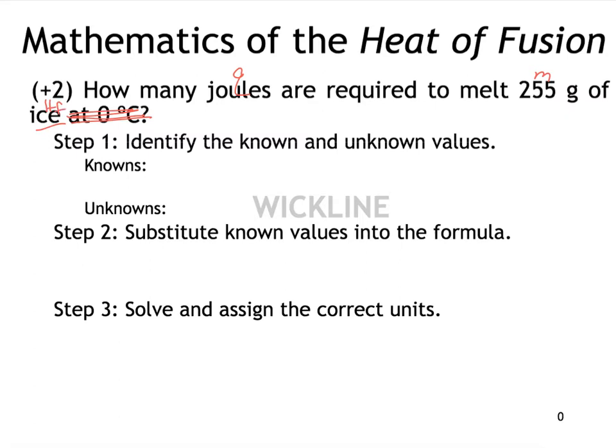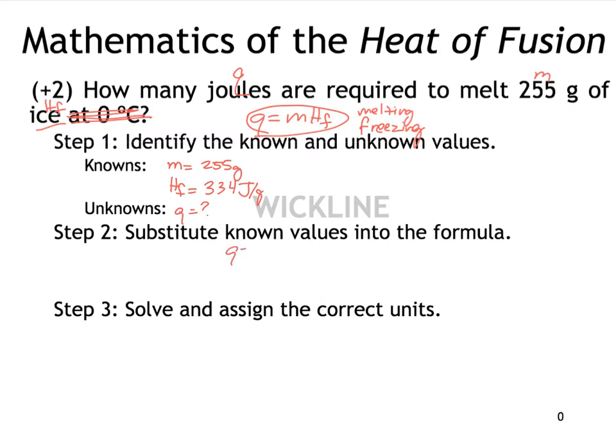So we have a Q, an m, and an Hf. So the equation that we need to use is Q equals mHf. This is also on your reference table on the back page, Table T, but this is the equation that you would use for melting and freezing. I'm going to identify the things we know and the things we don't know. What we do know so far is the mass, and we also know the Hf. The mass is 255 grams. And the Hf is 334 joules per gram. What we don't know is Q, and that's heat.